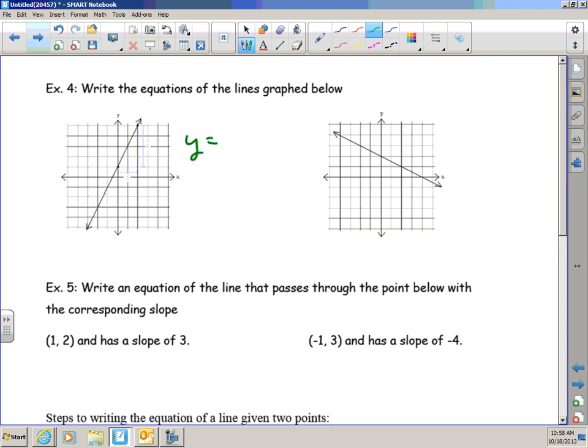Let's do the easy part first. It's y equals, my y-intercept here is 1, so I know it's plus 1. Now I have to figure out the slope. To go from this point to the point up here, I go to the right 2 and up 4. So what's that slope? 4 over 2, or 2. 2x plus 1.